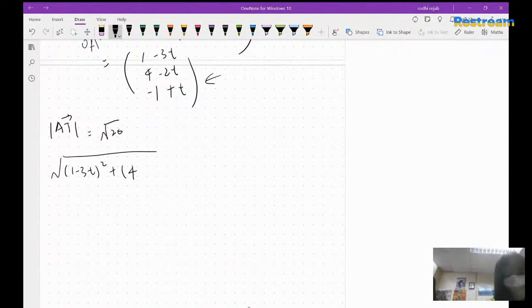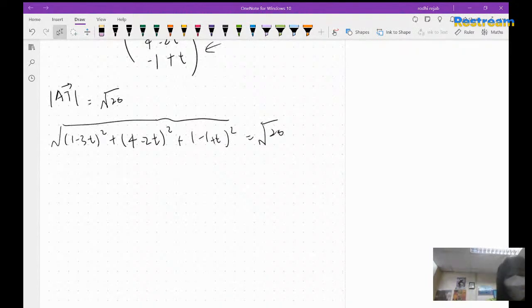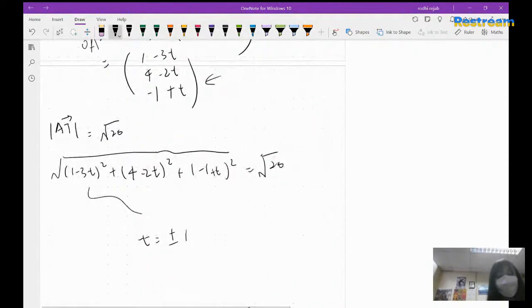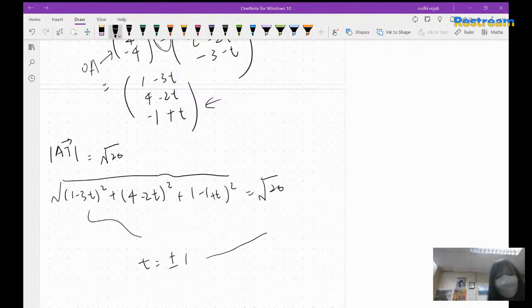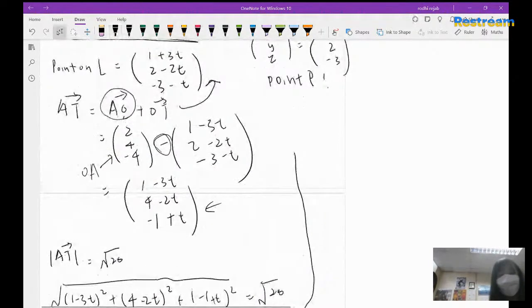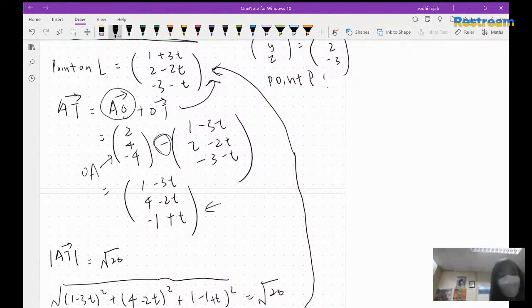Sub all the value over here into plus t goes to square root 20. And when you solve, do all the calculation, you will get t equals to 2 value because the t here has a square. So you will get t equals to plus minus 1. Since you get t, you now just have to sub the t into the point at the line L. And you will get your answer.